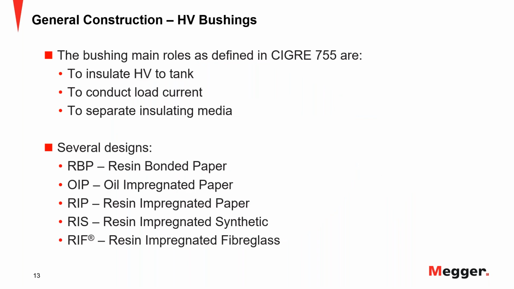In that way, we need to understand what is the idea of having a bushing. The bushing main roles as defined in CIGRE 755 are to insulate the high voltage to tank, to conduct load current, and to separate insulating media. And you can see that you can go from oil, air, oil, SF6, air. There are different constructions. There are indoor type of bushings, there are outdoor type of bushings, and you need to recognize those. You can, of course, recognize them because of the design, the construction, the type of the sheds, etc.